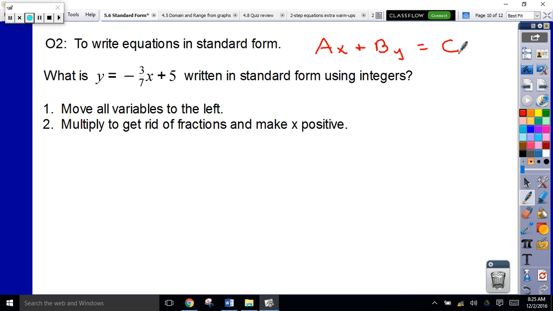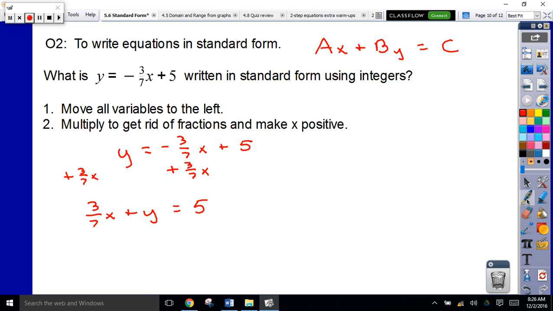So let's take a look at how that works with the example that we have up here. I'm just going to rewrite it so we can work down from it. Okay, so step 1 tells me I'm going to move variables to the left. So to move -3/7 x to the left, I'm going to add it to both sides. That will get rid of it on the right side and make it appear over here on the left side. So on the left side now I have 3/7 x plus y equals 5.